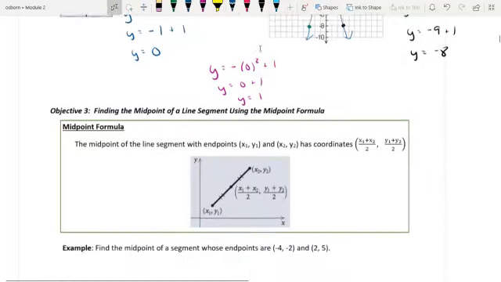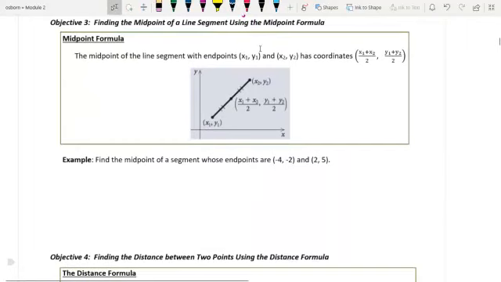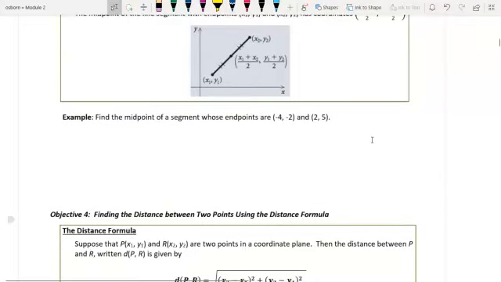Now the next formula we're going to look at is called the midpoint formula. The midpoint of the line segment with endpoints x1, y1 and x2, y2 has coordinates x1 plus x2 over 2, comma, y1 plus y2 over 2. All you're doing is adding the x values together and dividing by 2, and adding the y values together and dividing by 2.